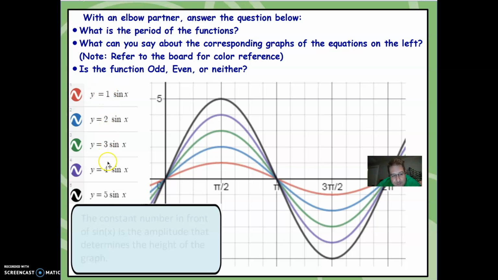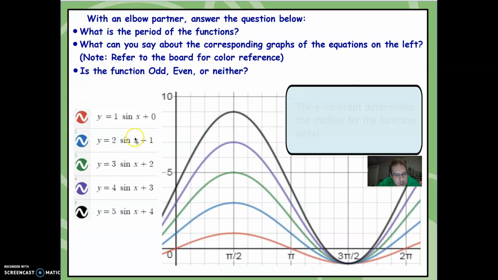Changing the amplitude in front basically changes the height of the graph. So if it's 1, it only has an amplitude of 1, red, and then 2, 3, 4, 5. So it just changes how high it goes or how low it goes. You can also see how transformations can occur for midlines, whether it starts at 0, starts at 1, starts at 2, starts at 3. So this is all the different colors of how it would change.